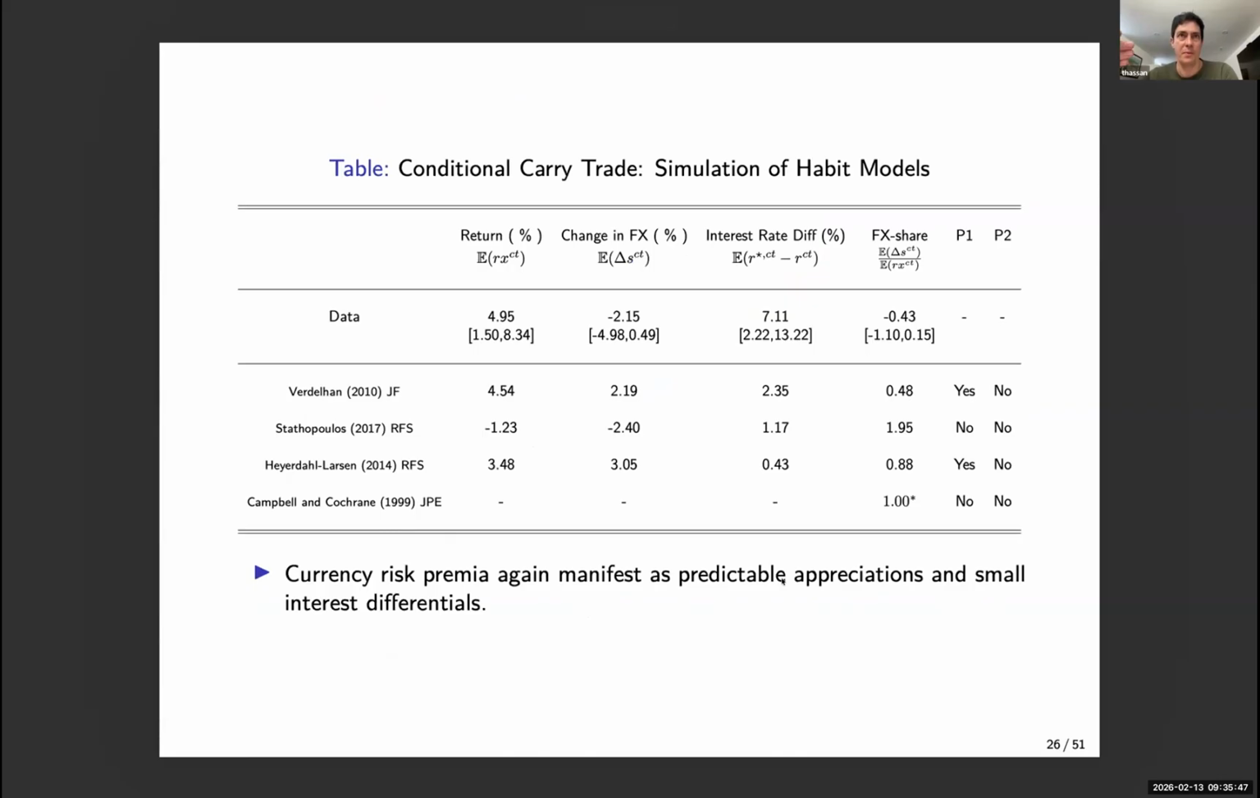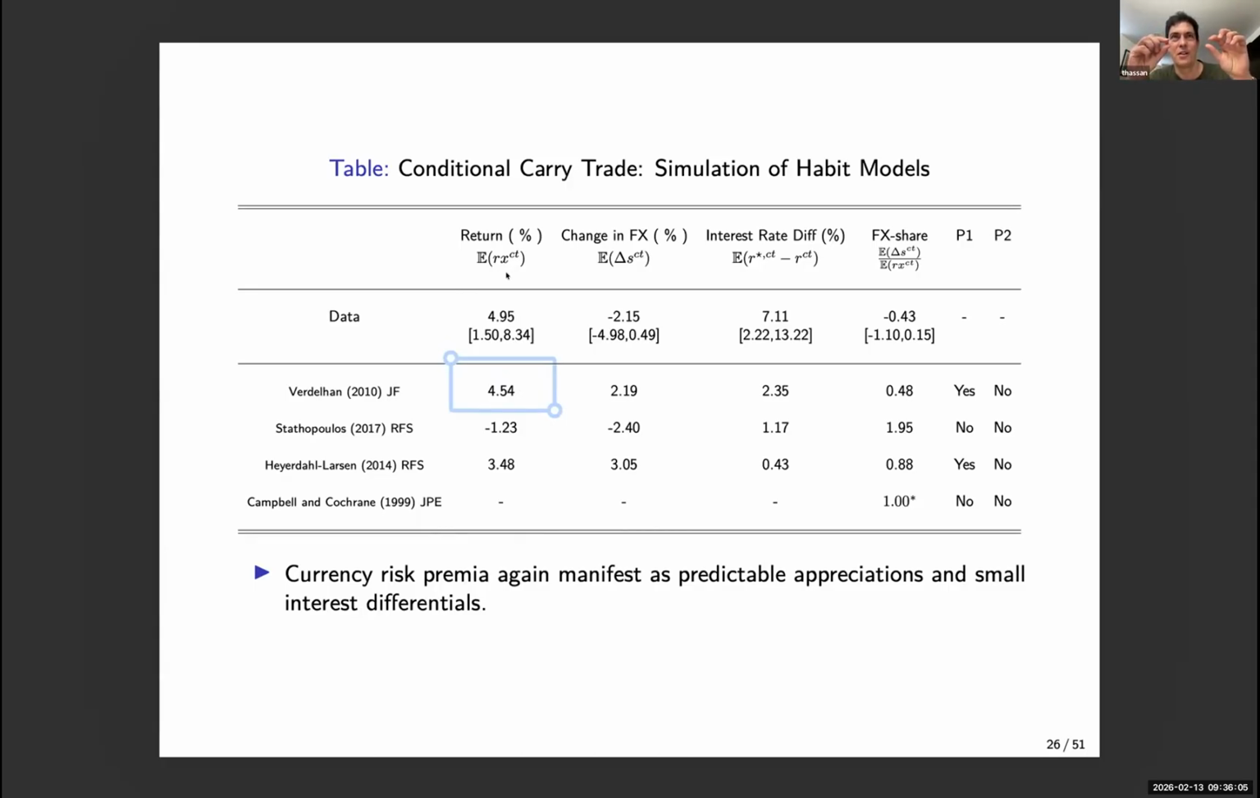Again, going to the famous published papers in that literature, the closest paper to data in this dimension is Adrien's job market paper. He actually has a large carry trade. This is now the conditional carry trade. There's a slight difference here.